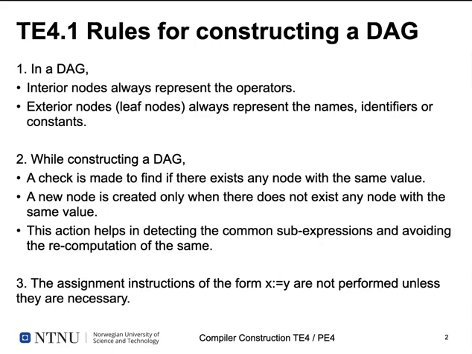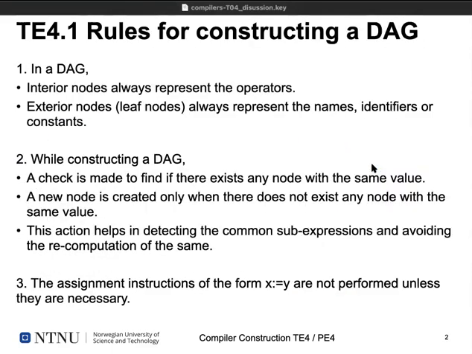When you construct such a DAG, you should check to make sure that if there's a node with the same value, you can reuse it. That's the idea behind optimization, obviously. You only need to create a new node when there's no node with the same value around. This helps in detecting common subexpressions and avoiding recomputing an expression or a partial expression you have computed already. And assignment instructions are only performed when they're necessary. So these are 3 simple rules.